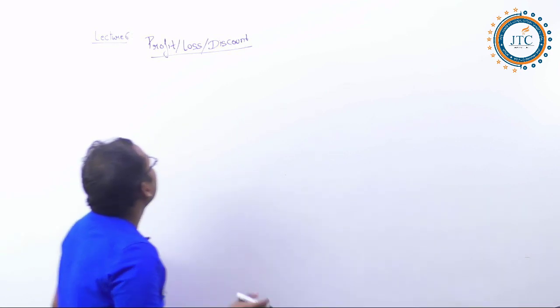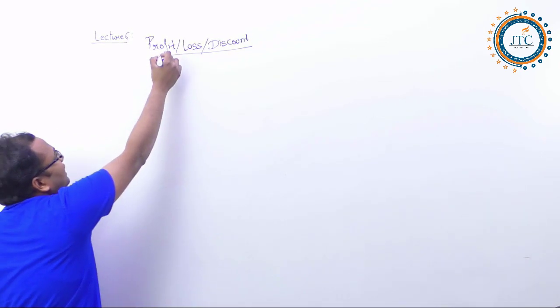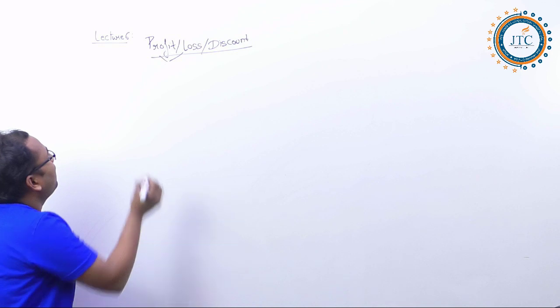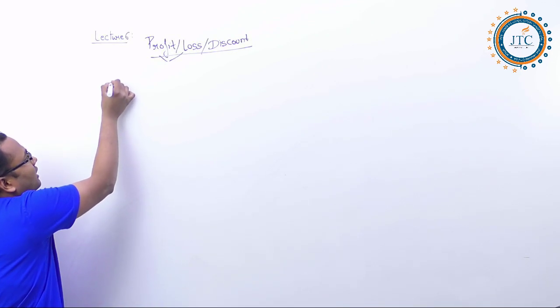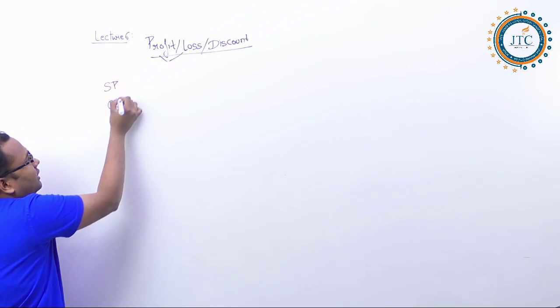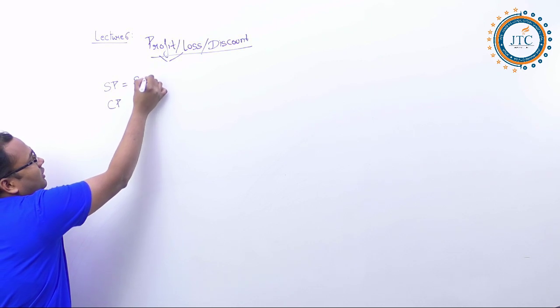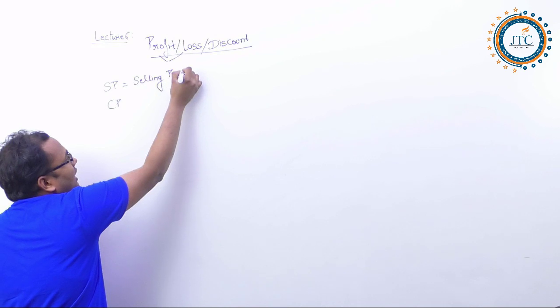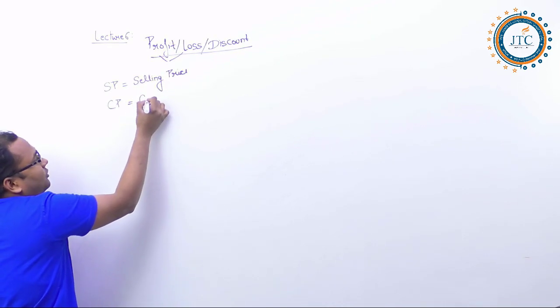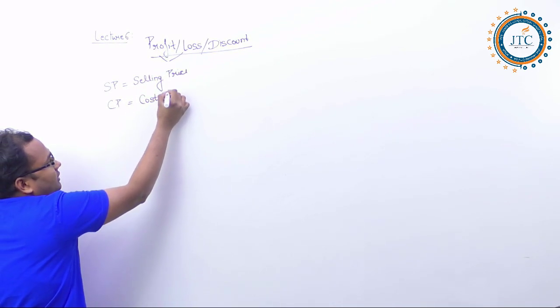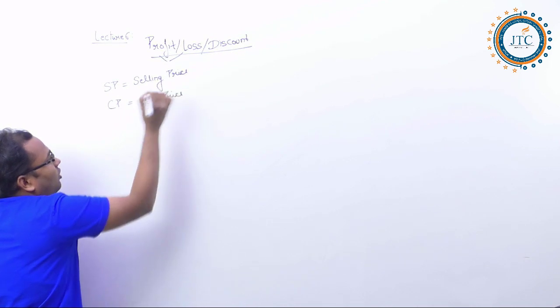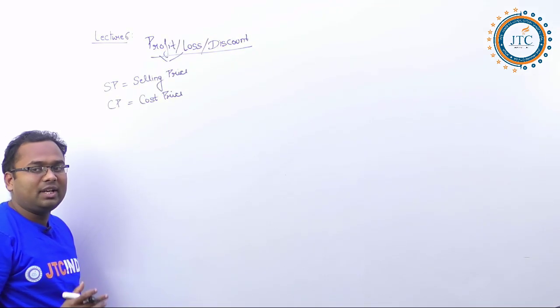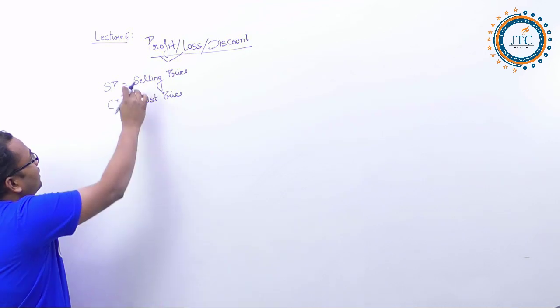So before discussing profit and loss, first of all let's discuss SP and CP. Basically SP stands for selling price and CP stands for cost price. So what is the meaning of SP and CP?